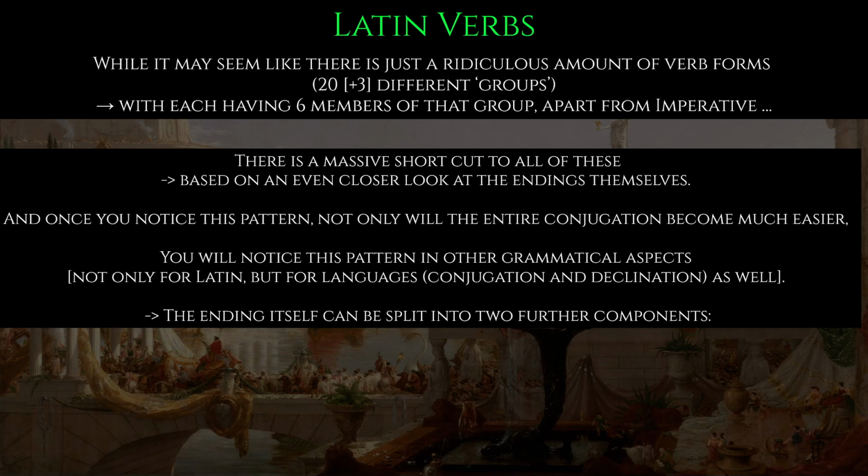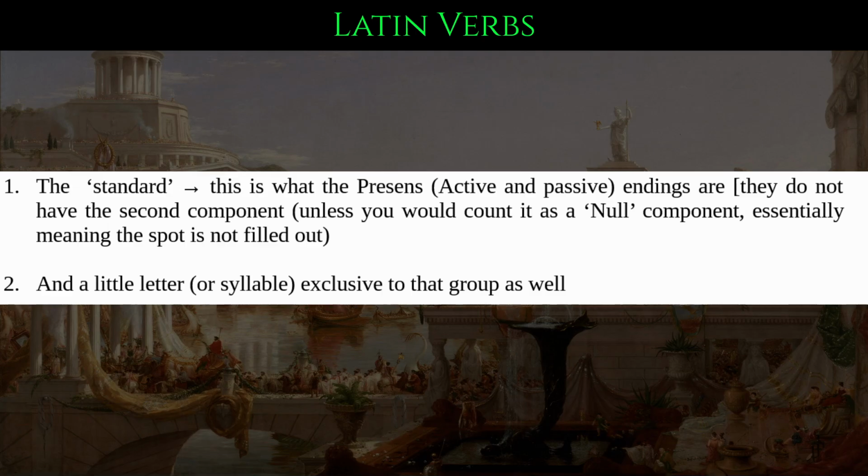And once you notice this very pattern, not only will the entire conjugation become much, much easier, but you will also notice this pattern in other grammatical aspects, and not even only for Latin, but for every language with a flexion system, which means conjugation and declension as well. So, the ending itself can be split into 2 further components. First, the standard. This is what the present, active and passive endings are. They do not have the second component, unless you would count it as a null component, essentially meaning the spot is not filled out.